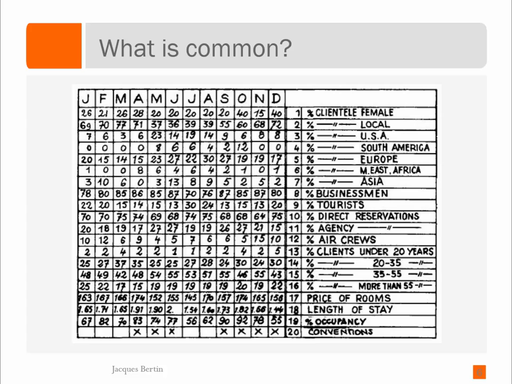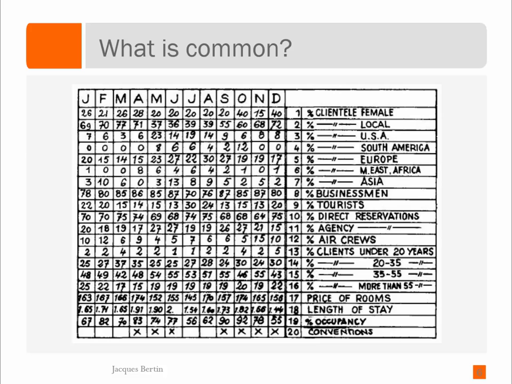So let's take a look at this example provided by Bertin. This is a data table. We see across the top, these are months. So we have January, February, March, April, May, June, July, August, September, October, November, and December. So basically all the months are represented in the column headings at the top of this data table.